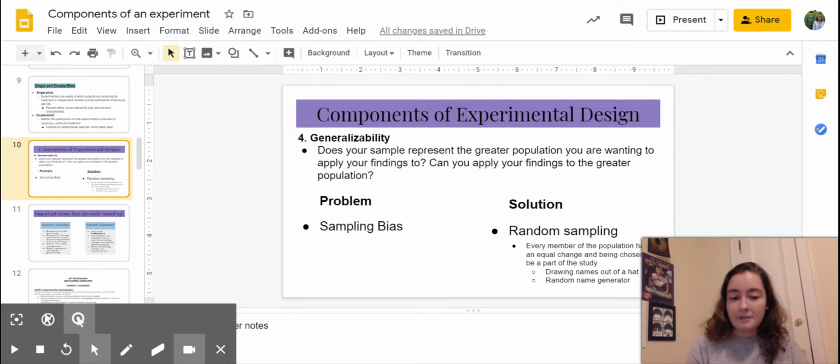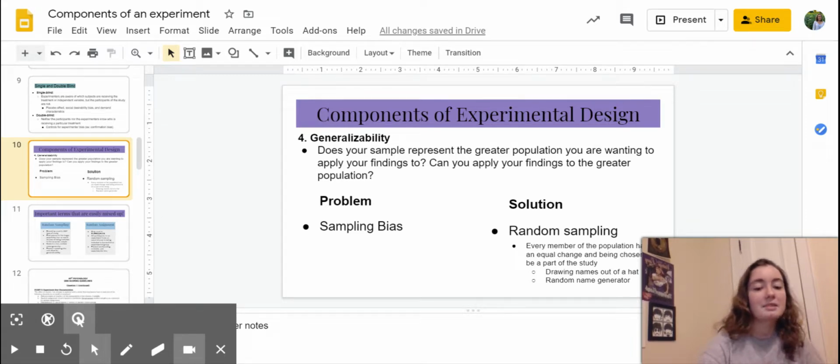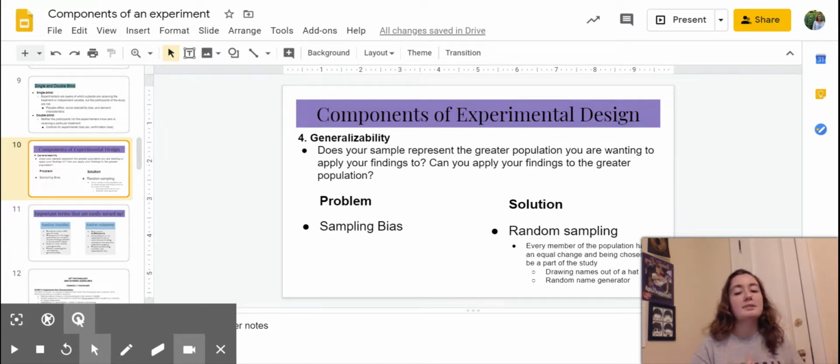This is probably difficult to do though. We know random sampling is actually pretty hard because it would be impossible to put the names of every single person in Wisconsin in a hat. So maybe something more like a random name generator online, or taking the census or something like that. But a perfectly random sample is really, really hard to achieve and sometimes isn't really feasible. But to attempt it is still important. And it's important to have a representative sample that you can apply to the greater population.